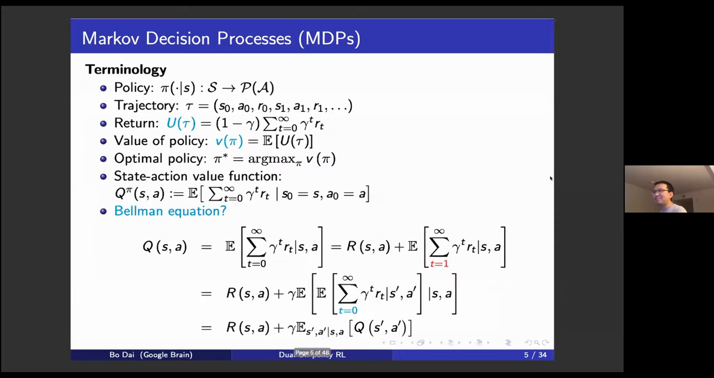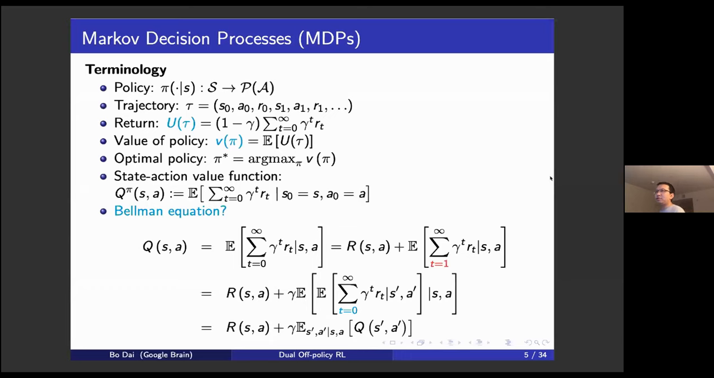So let's see. This slide is the most notation-heavy slide in my talk. Basically, I want to make sure everyone knows the notation we use later is well defined. So let's see what it is one by one. Policy: I use pi as a policy, which is basically a conditional distribution. I give you a state S, and conditioned on the state, you will have a distribution over the action space. That's what we call the policy.